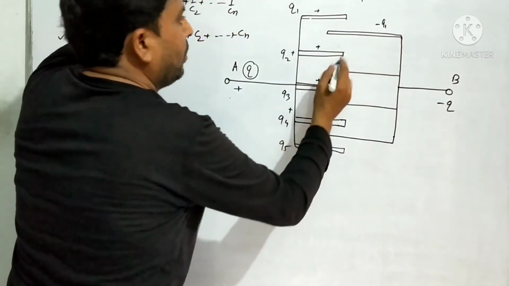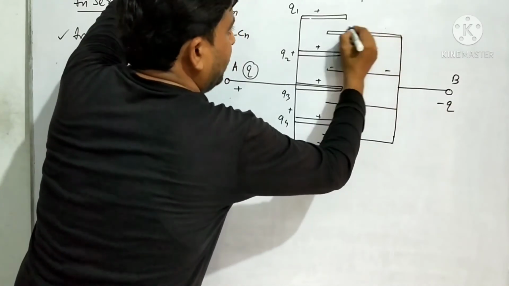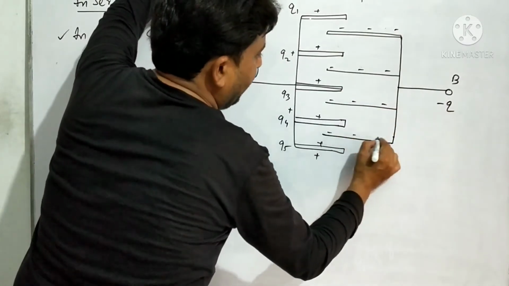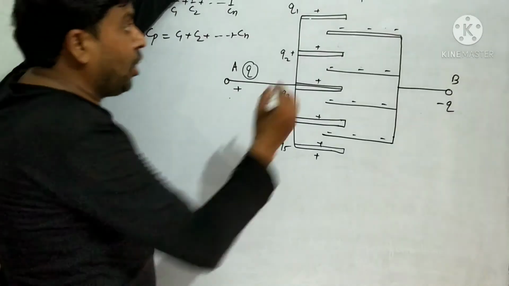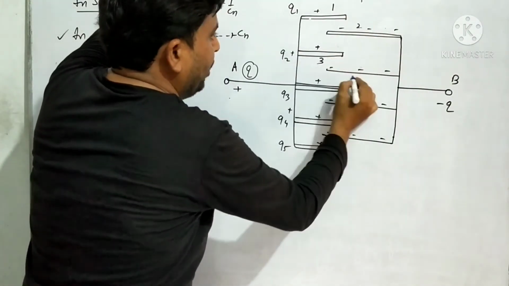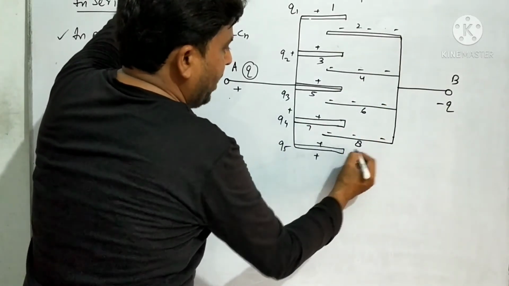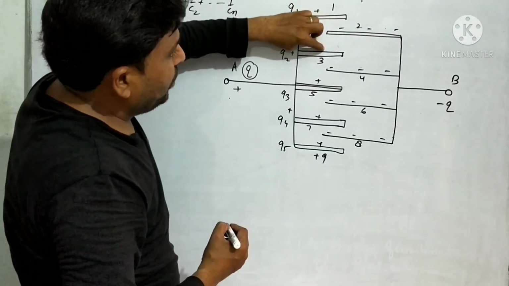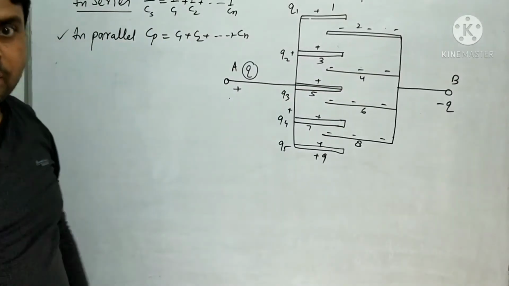But negative. It is also negative. Negative, negative, negative. Is it clear? Now, plate 1, 2, 3, 4, 5, 6, 7, 8 or 9. How many are here? 1, 2, 3, 4, 5, 6, 7, 8, 9. Now 9 plates are here.